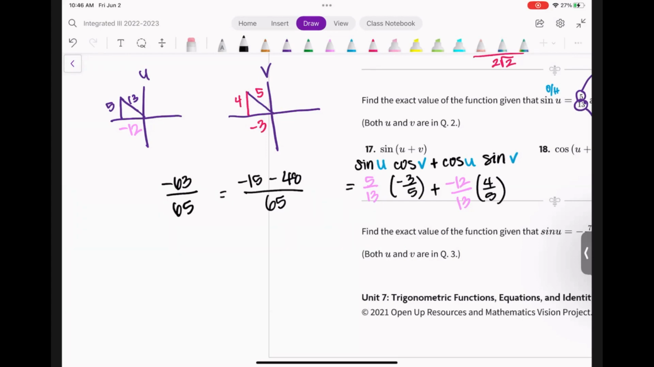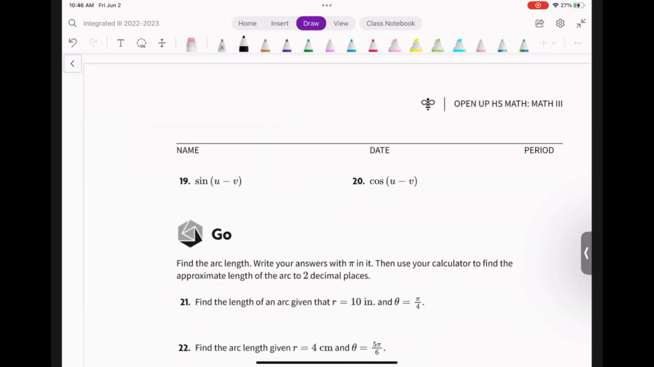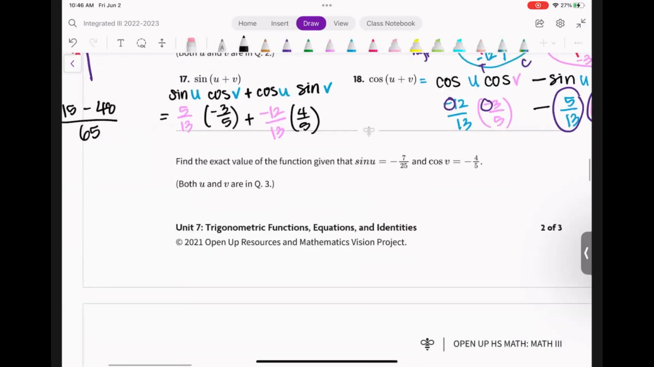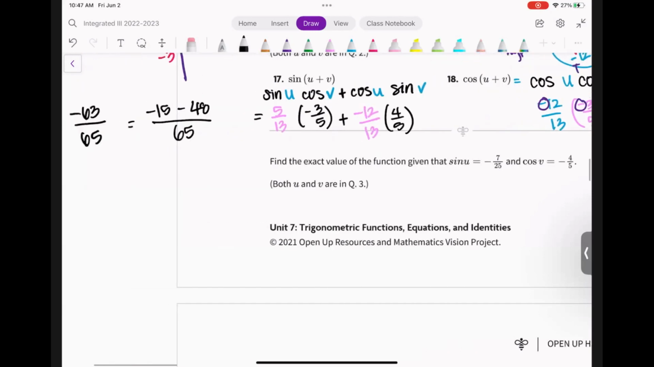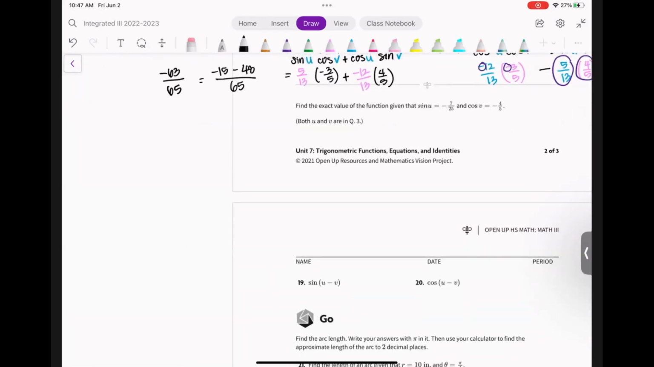Oh wait, number 19. Sorry, you guys asked. The same thing goes for sine u minus v. The only thing that's going to be different is the plus sign in between is going to be a subtraction sign. So now it's going to be negative 15 plus 48, because it would be a minus, over 65. So that would just be negative 33, I think. No, positive 33 over 65. And so there goes your answer.